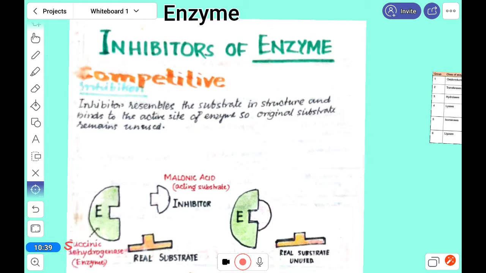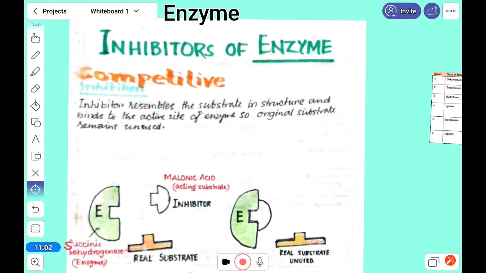Next part is inhibitors of enzymes. There is some substance which resembles the substrate of the enzyme, and it is bound by the active site of the enzyme. So the original substrate remains unused.